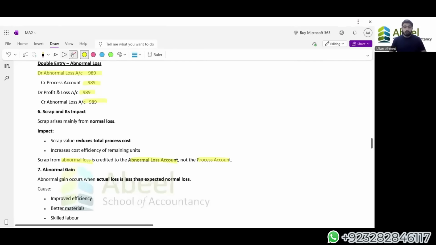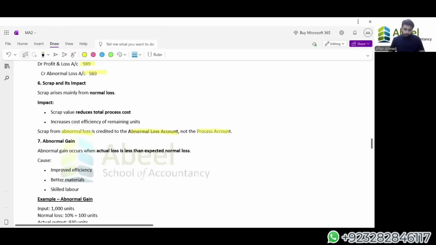because it has no benefit for us to put it in the process account, because it is not going to lower any kind of cost for us. It is a loss that we have to bear. This abnormal loss salvage value is a benefit for the company that they don't expect. So this amount is directly transferred to the income statement so that we can benefit from it.